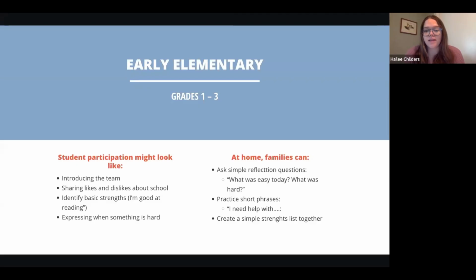At home, families can ask simple reflection questions. What was easy today? What was hard? You can practice short phrases like "I need help with," and you can create a simple strengths list together.